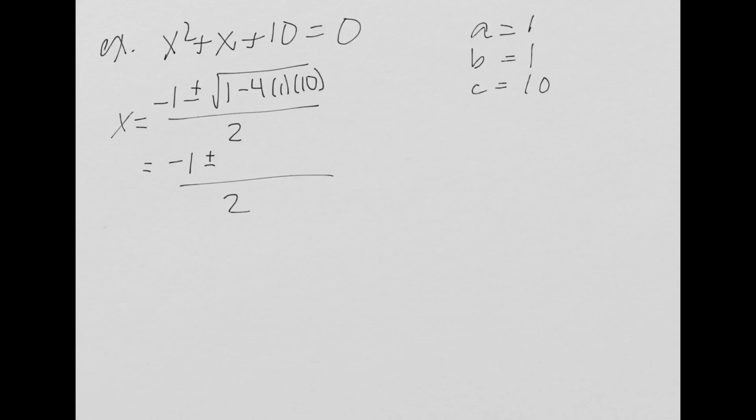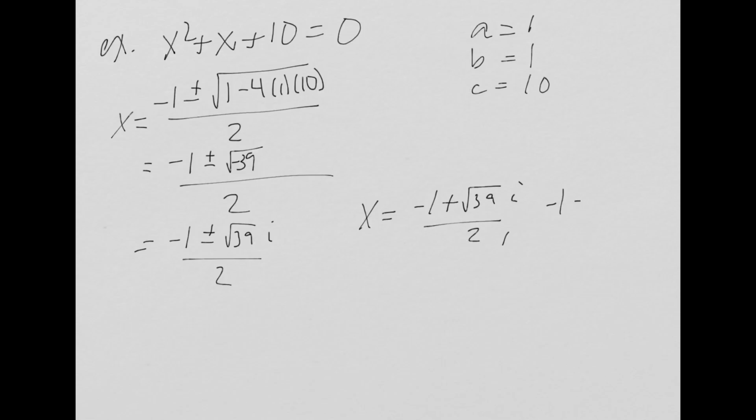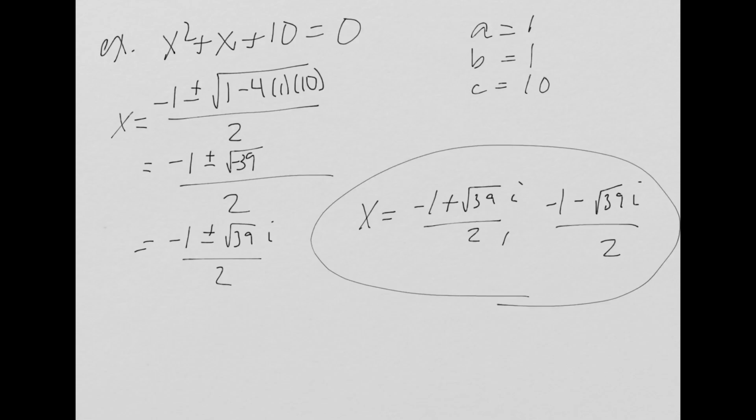Okay, now let's see what happens underneath that radical. So I get 1 minus 40. That's -39. Now that means that there are no real solutions, but there are complex solutions. Now how do we write those? We'll bring that negative out as an i. So I get the square root of 39i. So what are the two solutions then? -1 plus the square root of 39i over 2, or -1 minus the square root of 39i over 2. Those are going to be my answers. Now I agree there's no real solution to that problem, but there is a solution, it's just complex.